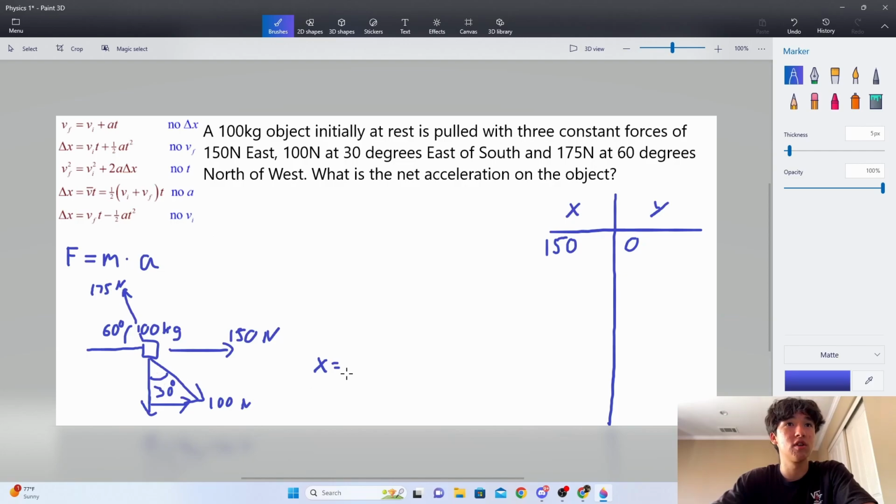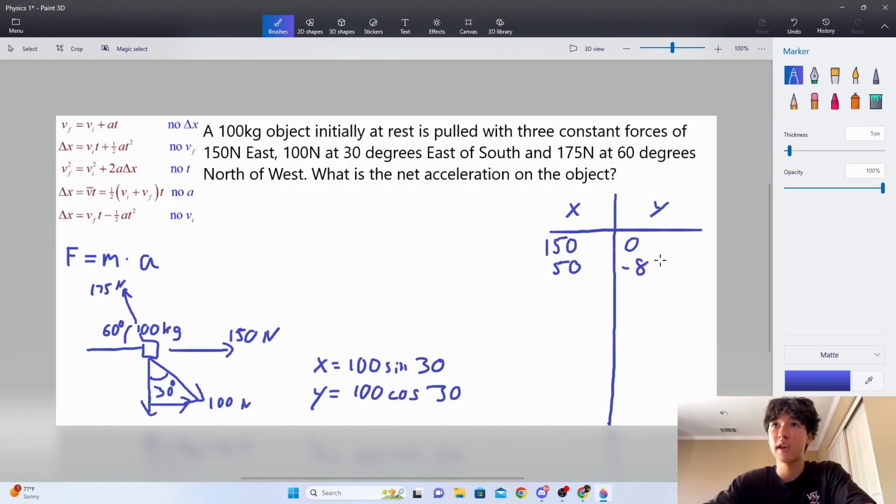But x is going to be 100 newtons sine of 30, because this x is actually on the opposite of this 30. And what that ultimately gives us is going to be 50 newtons. And then our y can be found using 100, and this is adjacent to the 30, so cosine of 30, and that is going to be negative 86.6025 newtons.